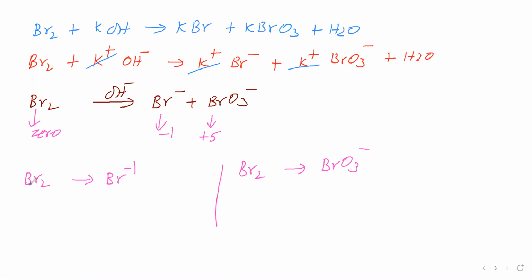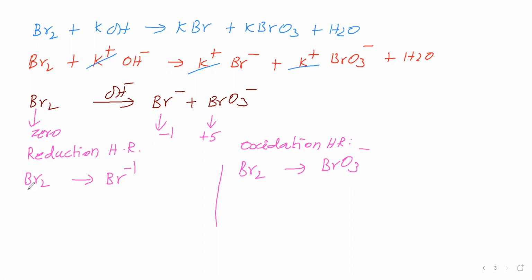Now, here 0 oxidation number is converting into -1. 0 converting into -1 means gain of electrons. Therefore, we can call this a reduction reaction. Here bromine is 0. 0 is converting into +5 bromine. That means 0 converting into +5 is called an oxidation reaction. So in this place, bromine undergoes reduction. Here bromine undergoes oxidation. So when the same element undergoes oxidation as well as reduction, it is called a disproportionation reaction.